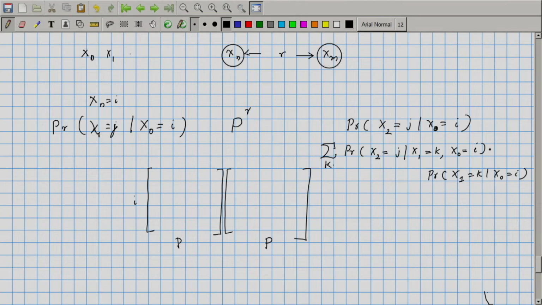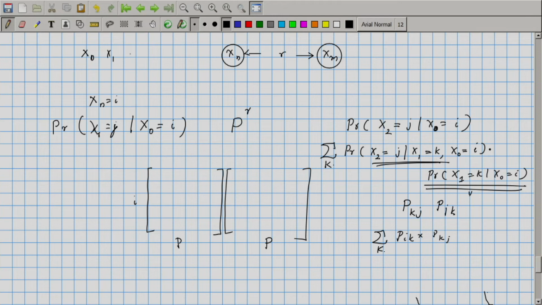That is, the first step was from i to k and the second step was from k to j, and this summed up over all values gives the probability that X2 equals j given X0 equals i. So this, X1 equals k given X0 equals i, is P_ik, and this quantity, by the Markov property, is X2 equals j given X1 equals k. So, that is going to be equal to P_kj. So, we can write this as P_ik into P_kj summed over all values of k.